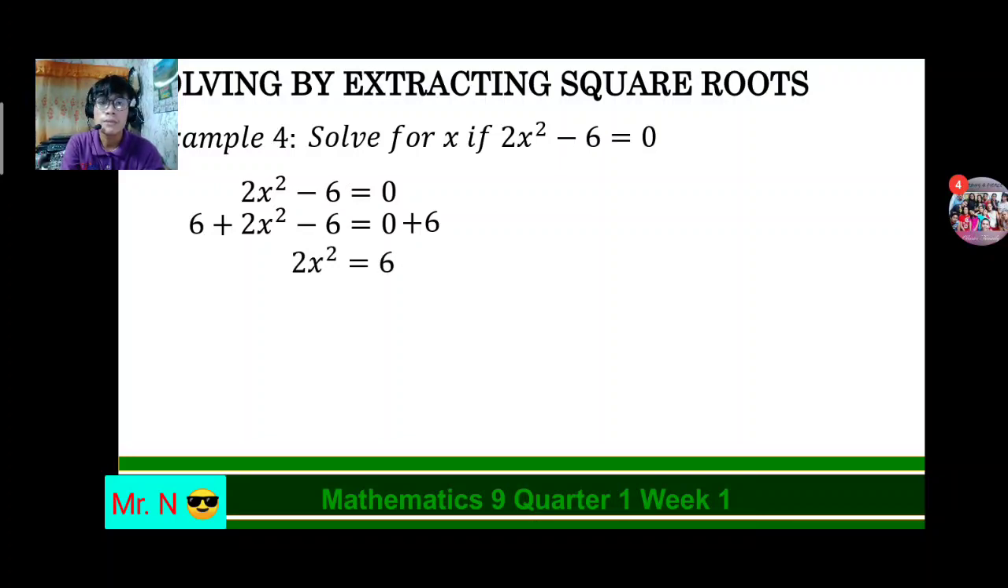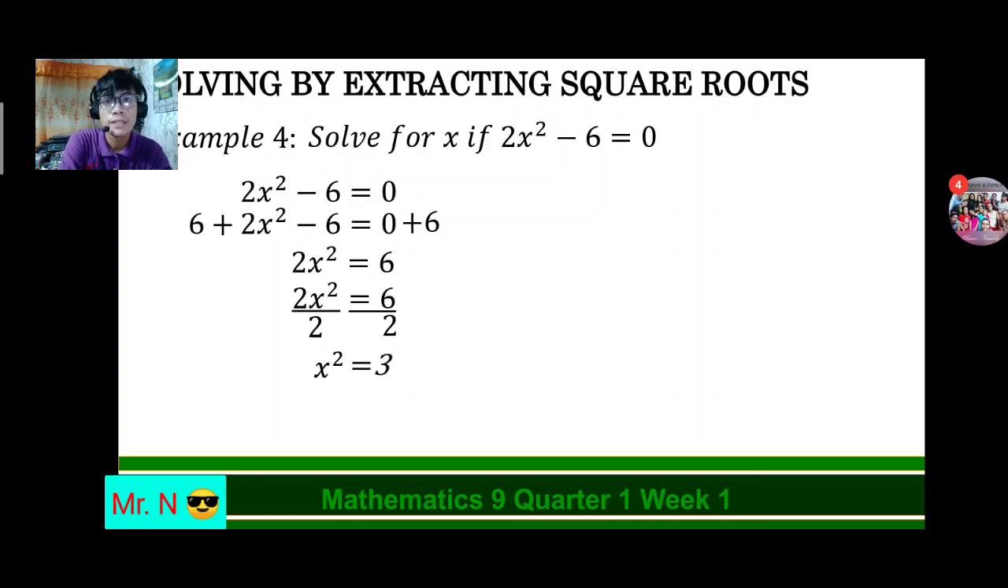And as you can see, we're not done yet because we have 2 beside x squared. So, kailangan ma-eliminate siya by dividing both sides by 2. Kung ano yung katabi ng x squared, yun ang ipandidivide nyo both sides. So, this time, ang katabi ng x squared ay 2. So, we need to divide both sides by 2. 2x squared divided by 2, canceled out 2. So, matitira na lang si x squared is equals to 6 divided by 2, that is 3. X squared is equals to 3.